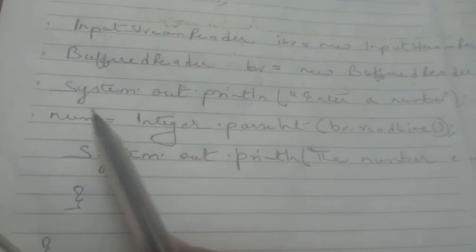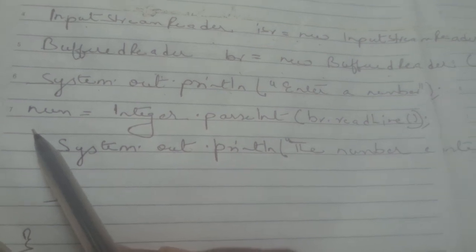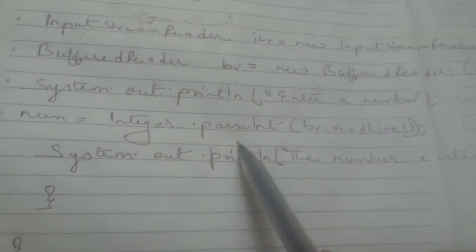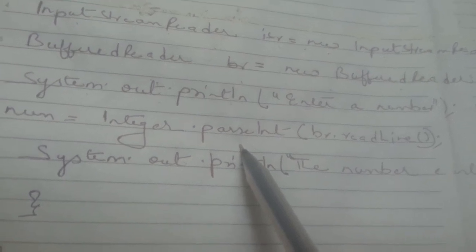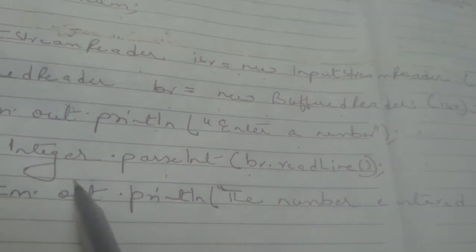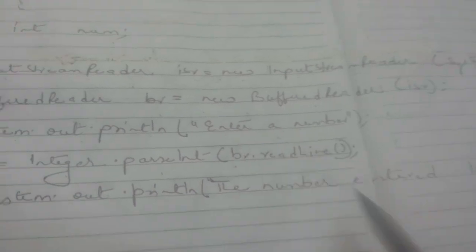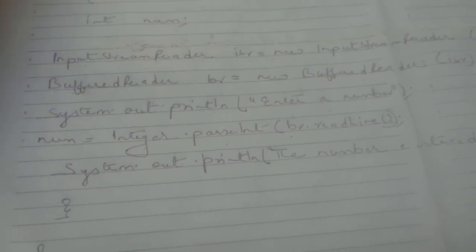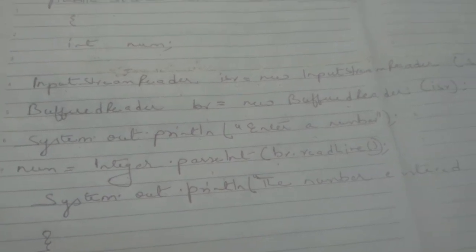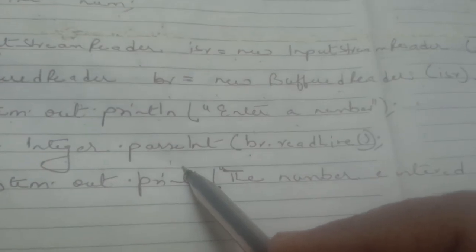System.out.println, enter a number. Then num is a variable, equal to Integer.parseInt. What will it do? It will first take the value entered, and it will convert it into a numeric value. So Integer.parseInt(br.readLine()). What does br.readLine do?